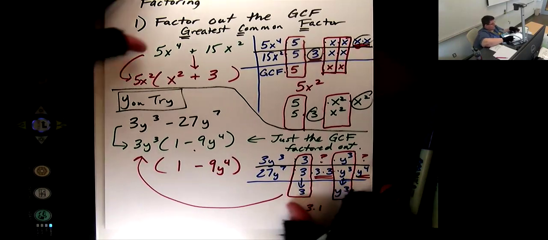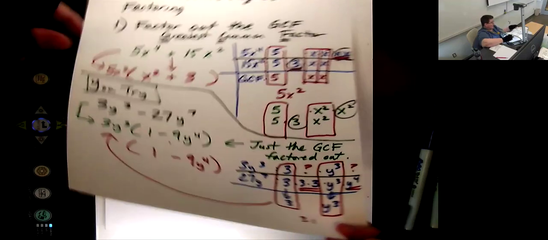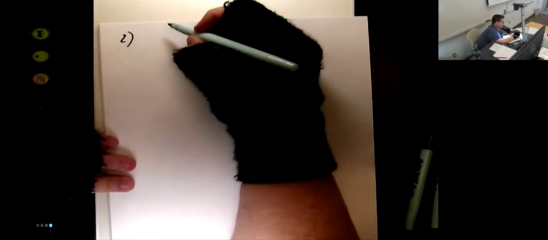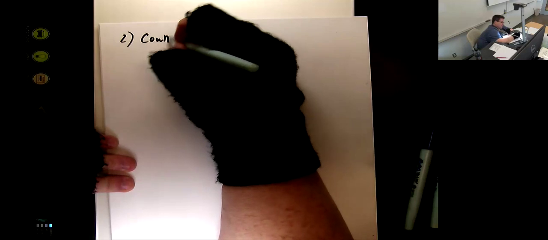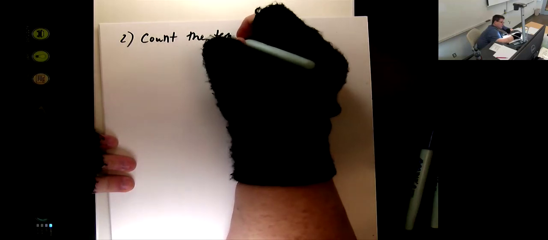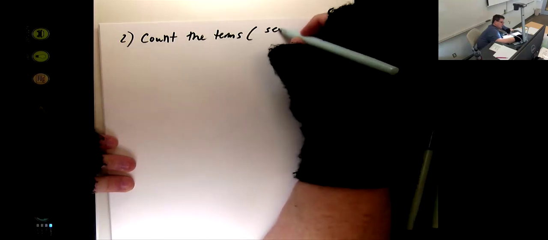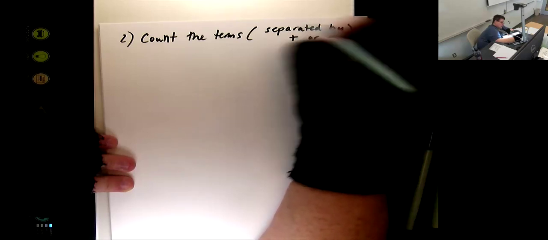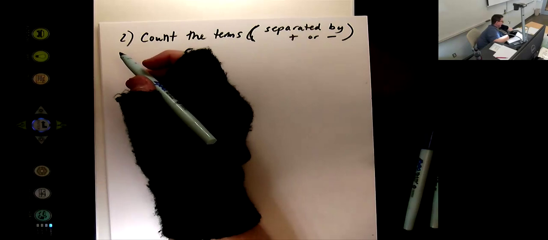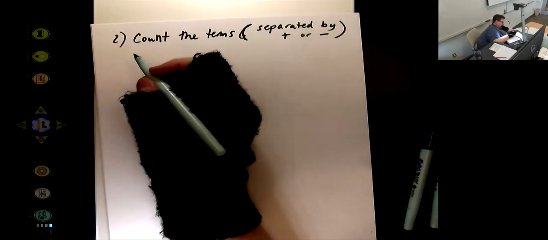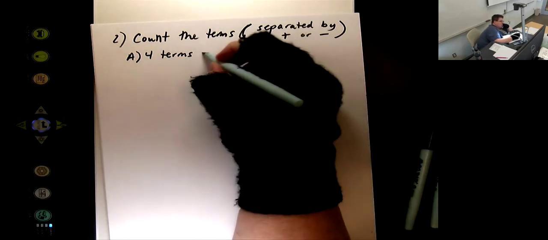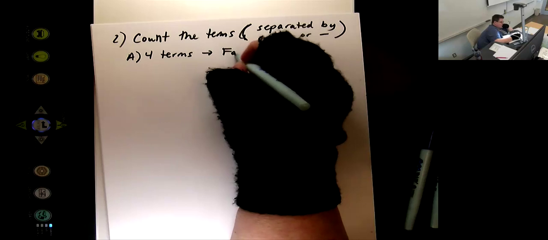Alright, and this does factor more, we're going to come back to it. So there's other things we can do. That's always the first step with factoring. The second step of factoring is count the terms. Remember, terms are separated by plus or minus. If there's 4 terms, we will factor by grouping.